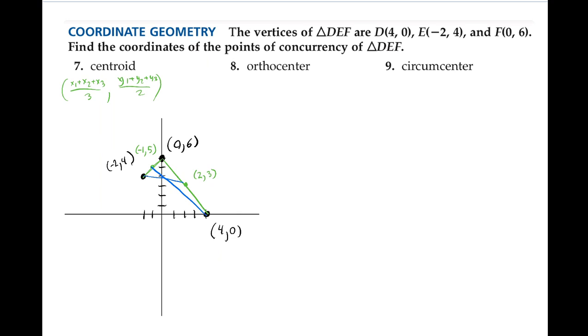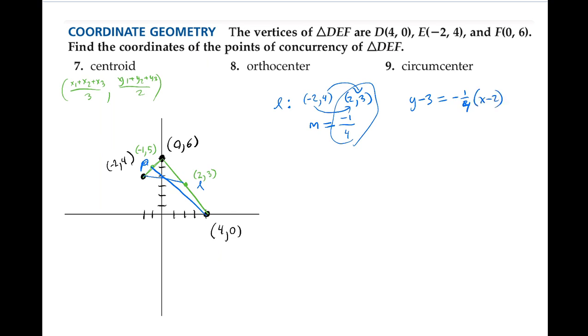intersect? Okay, so we need to write the equations of those lines really quick. All right, so I'm going to call this one L and this one P, because then we have weird confusion. Okay, so if we want to find L, well, we're going from (-2, 4) to (2, 3). So that means our slope is, we went down 1 over, and then we went up 4. So our slope is -1/4. I'm just going to plug it in right now. So the equation of that line then, using point-slope right here, is y minus 3 equals -1/4 times x minus 2. Okay, so that's the equation of that line.